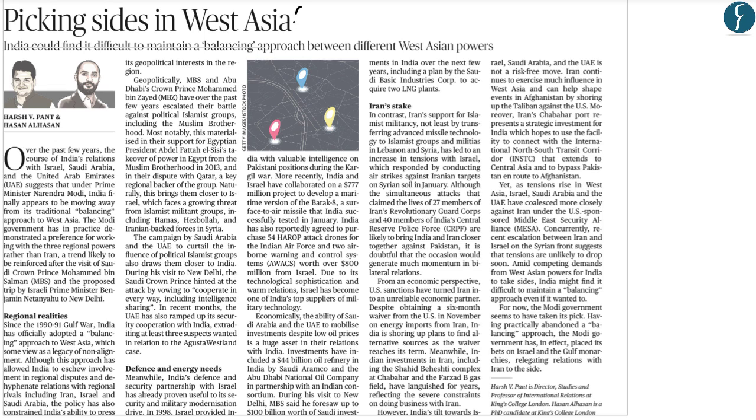Now we have taken this opinion-based editorial from page 8. What this article talks about is that India has officially adopted a balancing approach within West Asia. What this means is that India does not get involved in regional disputes between the major powers that exist within West Asia. These major powers within West Asia are Saudi Arabia, Israel, and Iran.